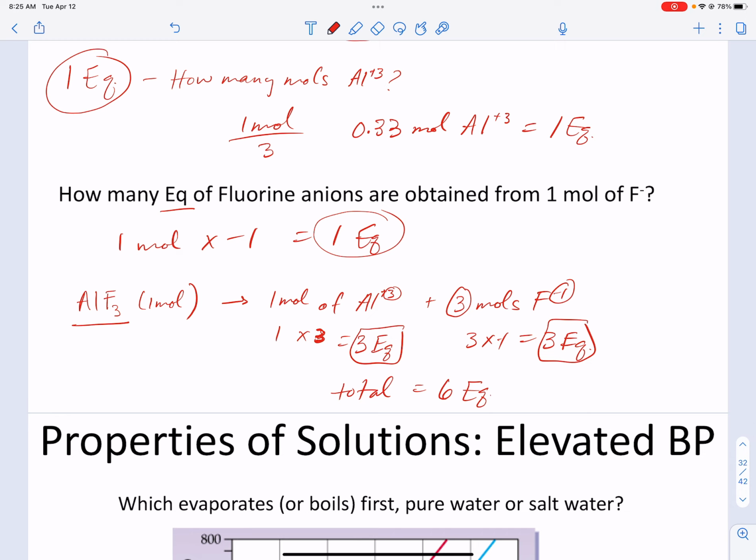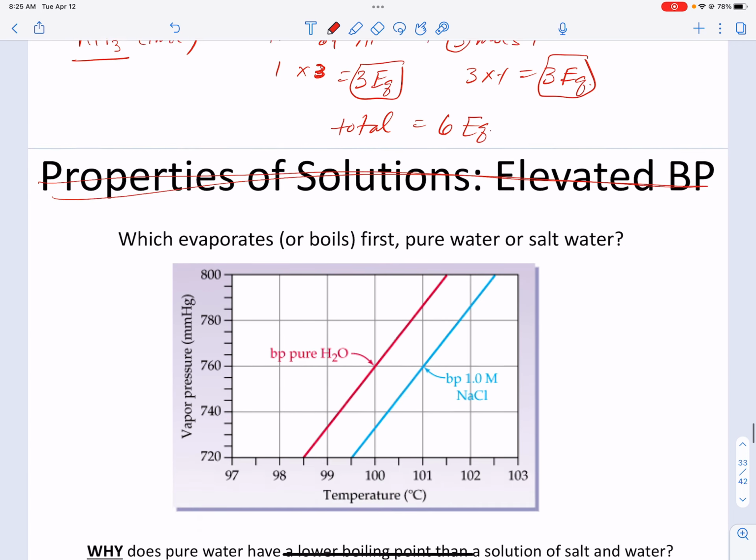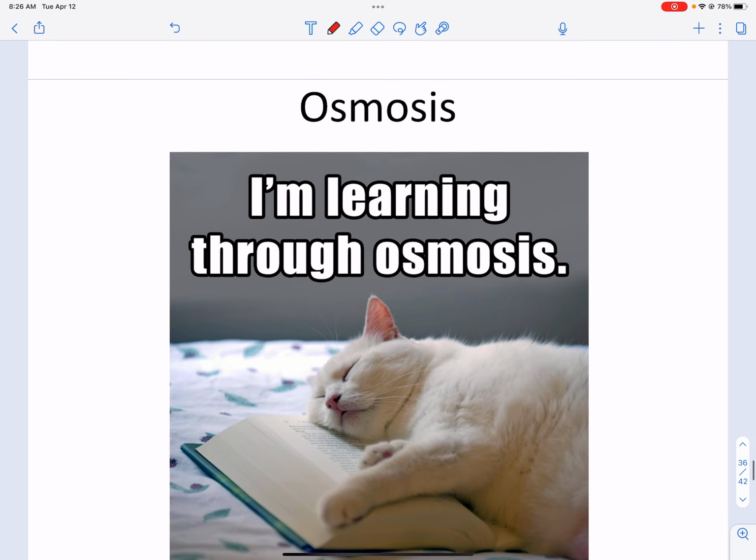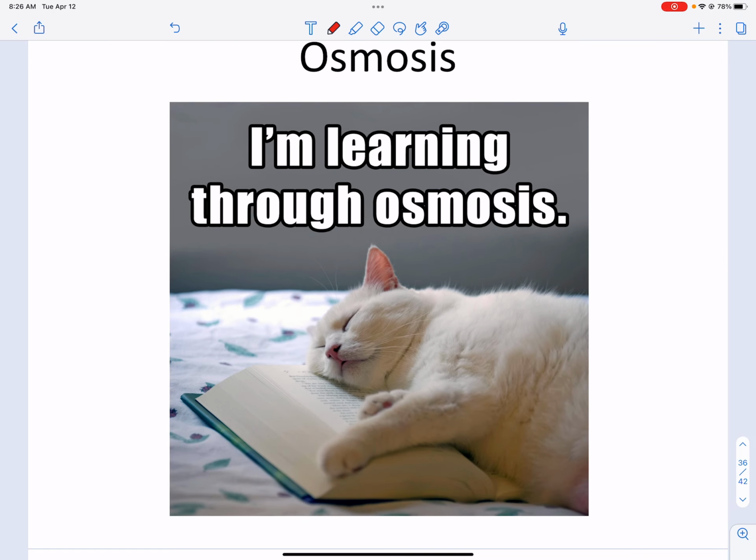All right, we are going to skip over colligative properties, elevated boiling point, freezing point depression, and we're going to go straight to osmosis. This is our last topic, and then we'll be done. I'm probably going over time, I bet.